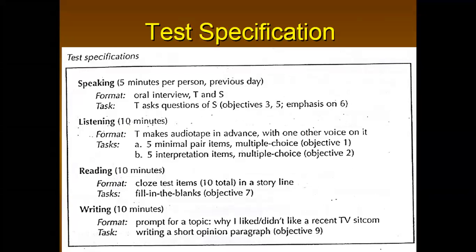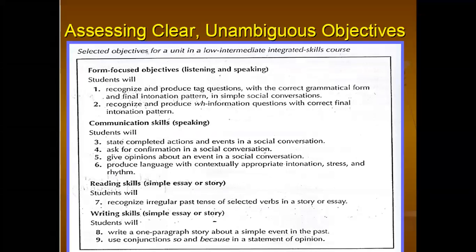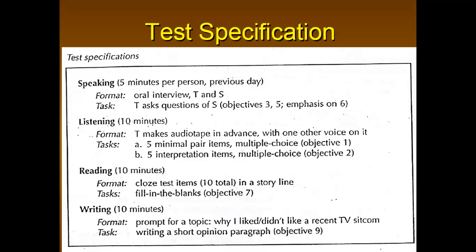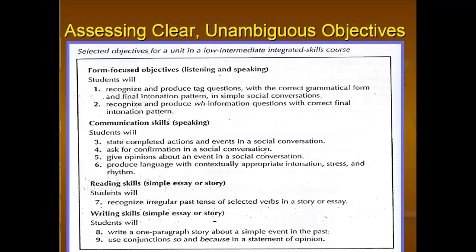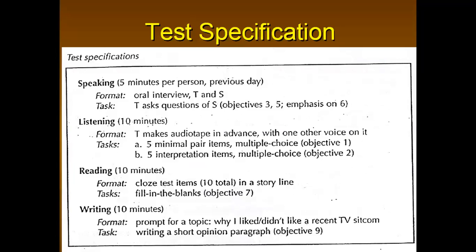And for reading, is taking into consideration objective 7, which is recognize irregular past tense of selected verbs in a story or essay, which has to do more with grammar. And for writing, the objective is objective 9. Use conjunctions so and because in a statement of opinion. So as you can see, this is a very thorough specification and writing of objectives for a certain evaluation.